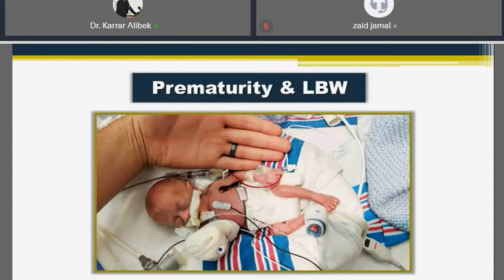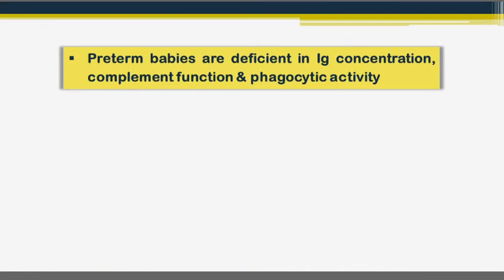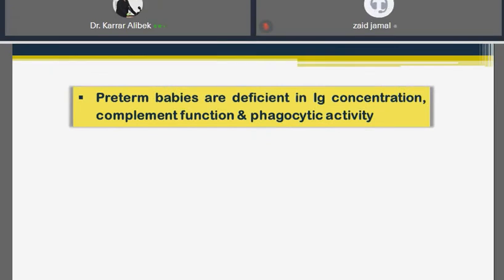So what is the relation between prematurity and low birth weight? Well, this is the problem. Why? Preterm babies are deficient in immunoglobulin concentration and complement function, of course, and phagocytic function. All the problems that we said about why the immune system of a neonate is immature will be more complicated, more deficient and immature in a preterm baby. This, of course, will happen.